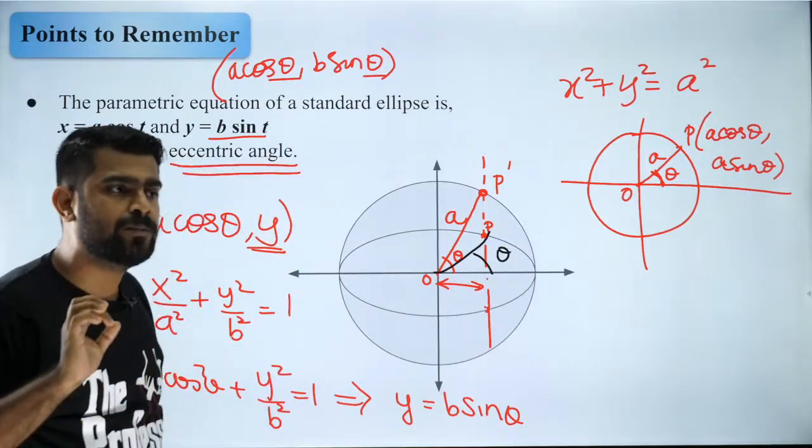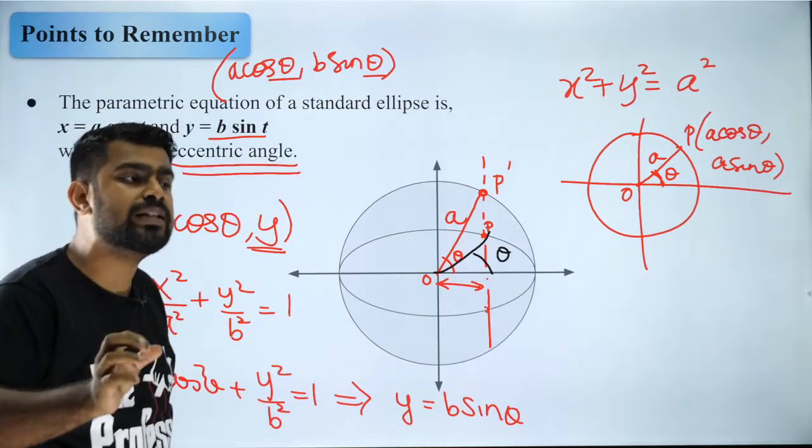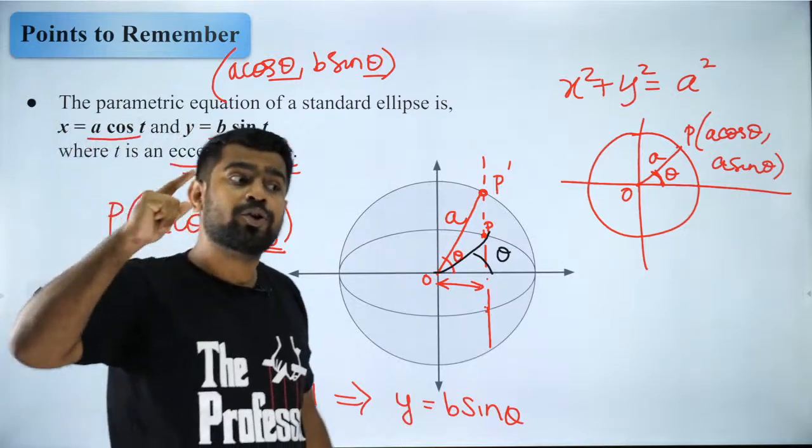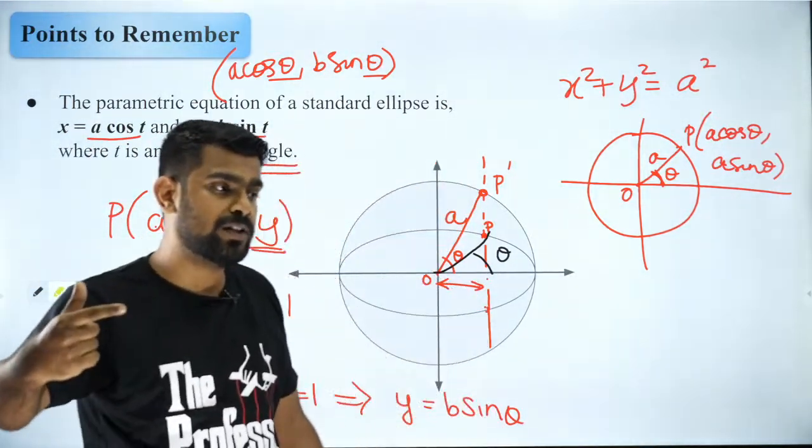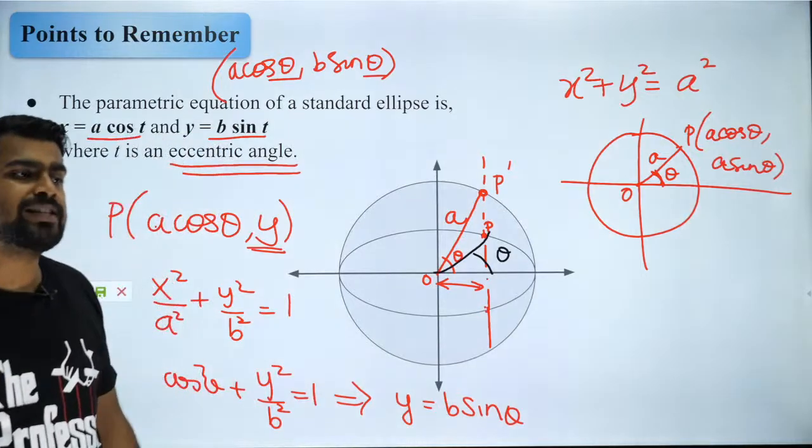Are you clear with it now? So if anybody asks you this question, you should be able to correct them. You should be able to tell them, this is how eccentric angle is found out. Are you clear with it? Did you guys like that?